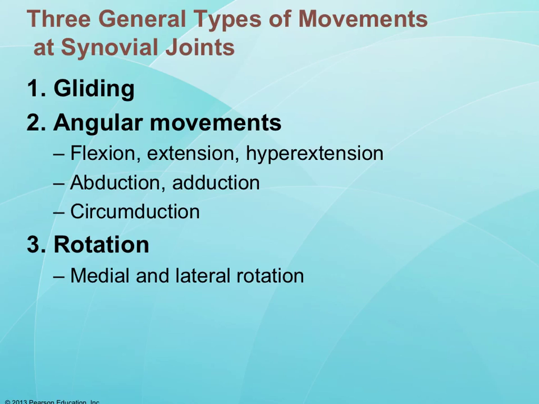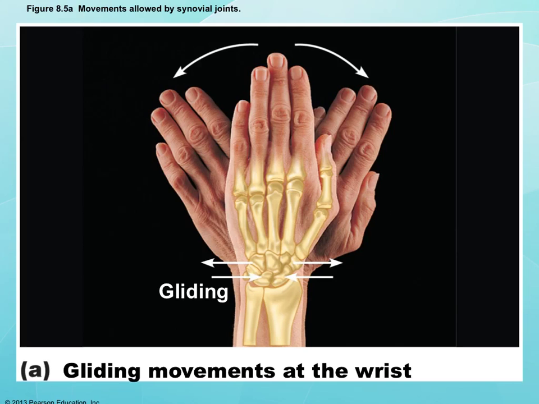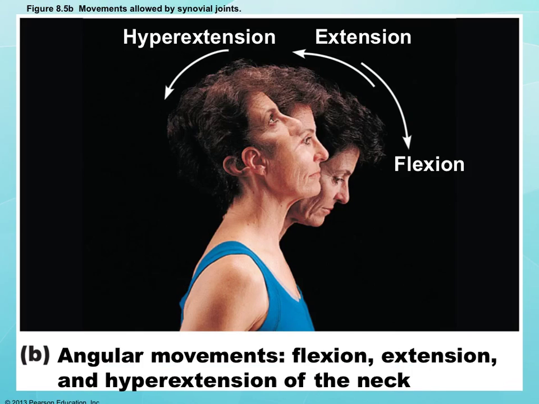So we can first divide those movements in 3 different groups: the gliding, angular movement, and also the rotation. Please refer to the figure 8.5 for all the terms. The gliding movement are like waving your hand. Flexion is to reduce the angle between bones. Extension is to increase the angle. So like bending your elbow, that is flexion, and extend your elbow or make it straight, and that is extension.